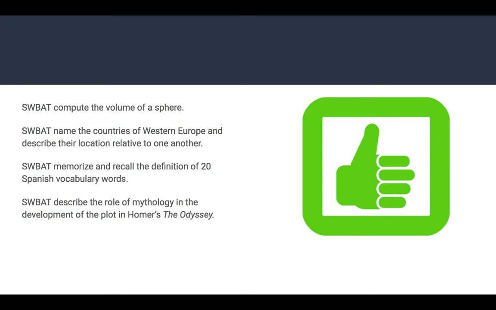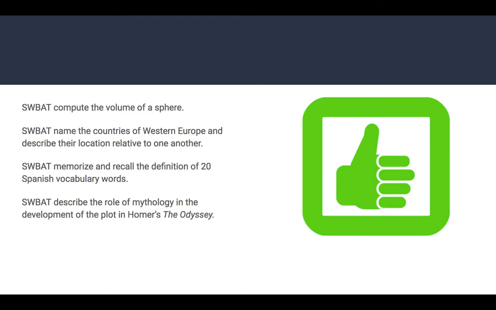So here's a better one. Students will be able to compute the volume of a sphere. So I've got a specific skill, volume. Do they know how to compute it, and do they know how to apply that knowledge of volume to a sphere? Students will be able to name the countries of Western Europe and describe their location relative to one another. Again, it's measurable. I can see it. I know whether or not my students are accomplishing this skill.